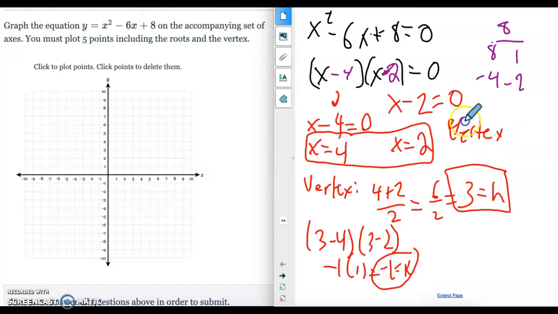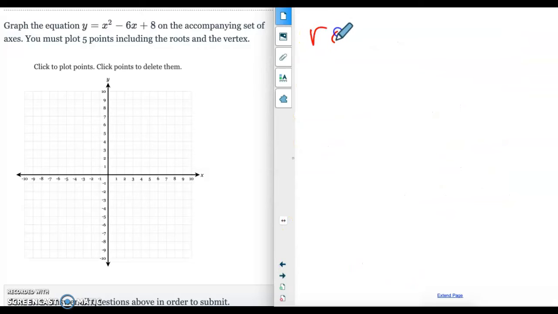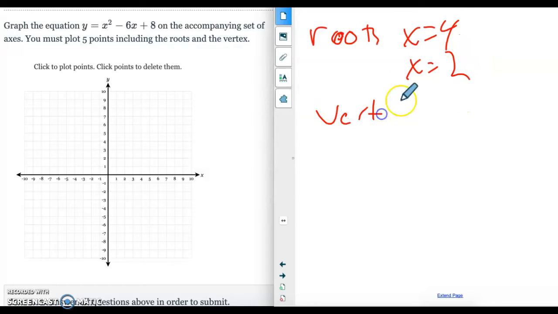Actually, I'm going to go to a new page. This is getting a little messy. So 4 and 2 are our roots, so I can start to list these roots. This is what we'd already done: x equals 4, x equals 2, and our vertex was 3, -1.